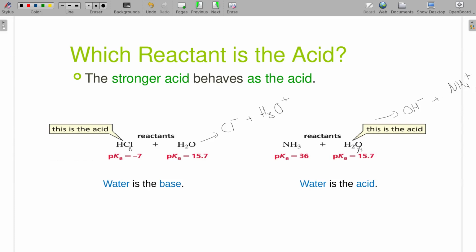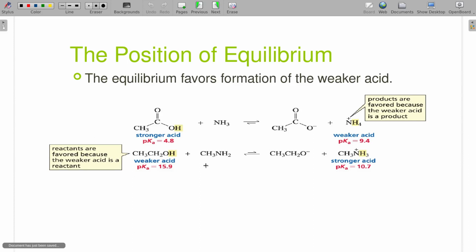But we can always make that call based on just which one is a better acid by looking at the pKa's. We can also decide which side of the reaction is favored by looking at the pKa of the acids on both sides. So I've got the acids on either side circled, and right below it, we figured out what the pKa's were.